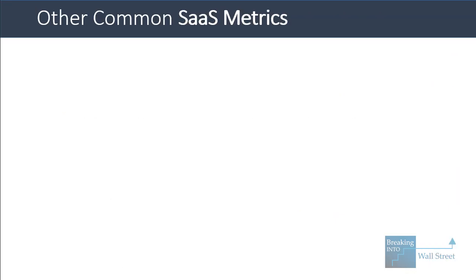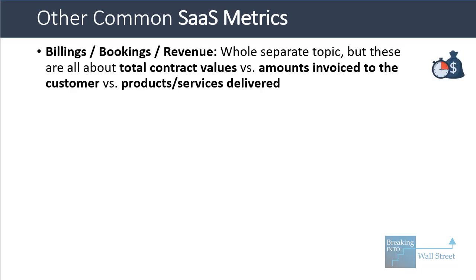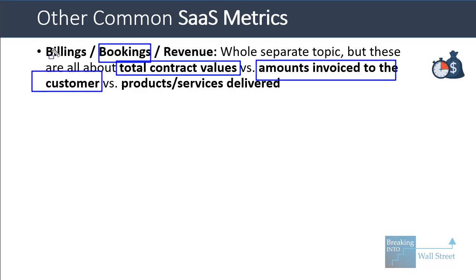I want to wrap up by going over a few other common SaaS metrics here. We don't have a lot of time to delve into these, but I do want to at least mention them and highlight a few things quickly. One set of common metrics is billings, bookings, and revenue. And this is really a whole separate topic that could be the subject of a whole series, but these are about total contract value, bookings, the amounts invoiced to the customer, which is billings, and then the amount from the products and services delivered in a specific period, which is revenue.